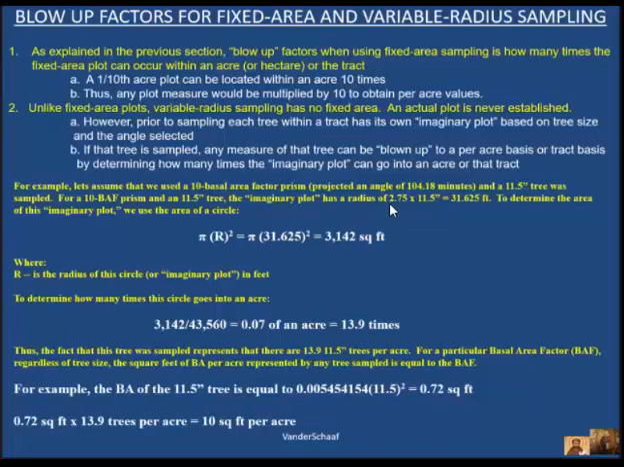And so you can see you have your 2.75, your plot radius factor, right? And it's 11.5 inches, so it can be, in a sense, 11.5 2.75s away. And that gives you your 31.625 feet. And it can be that far away from the point and still be sampled.